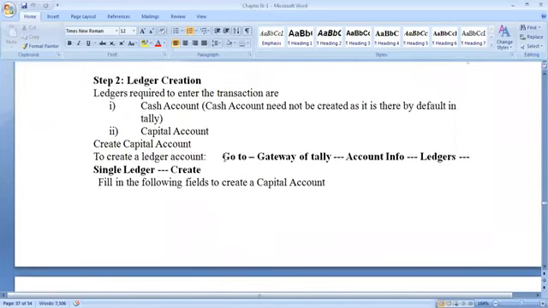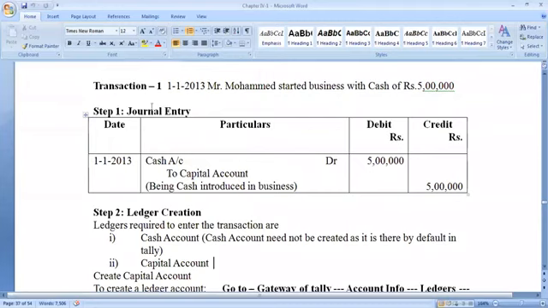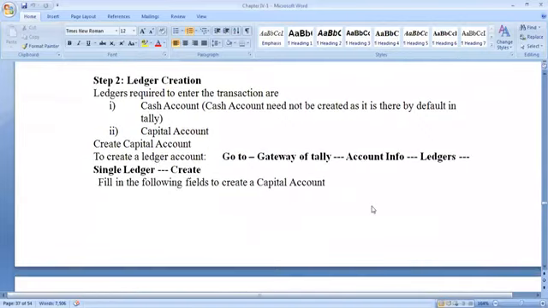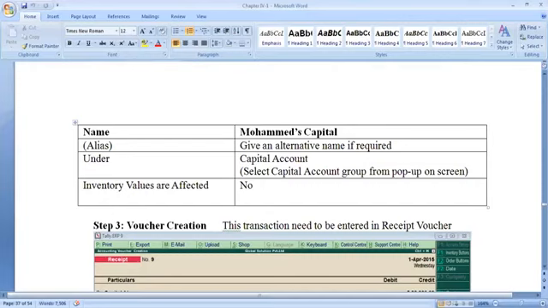So to create a ledger, what is the procedure? Going to Gateway of Tally, Accounts Info, Ledger, Single Ledger, then create these two accounts. This is the most important when you go for your Tally ERP9 software. When you click onto it, it is going to appear. So fill the field to create a capital account. Name: Muhammad's Capital. Alias, if you need, you can give, otherwise no need.